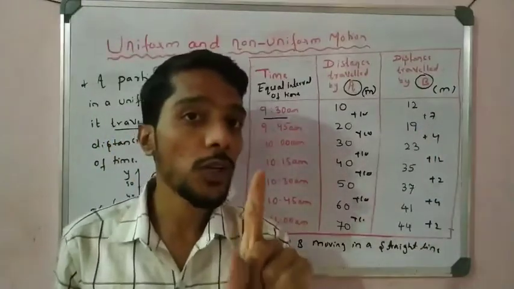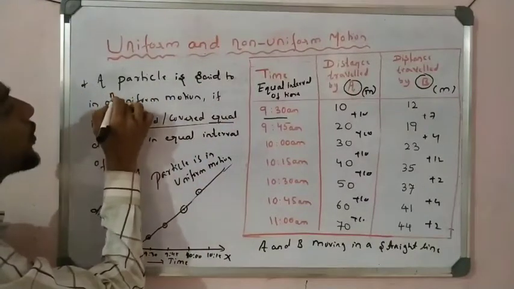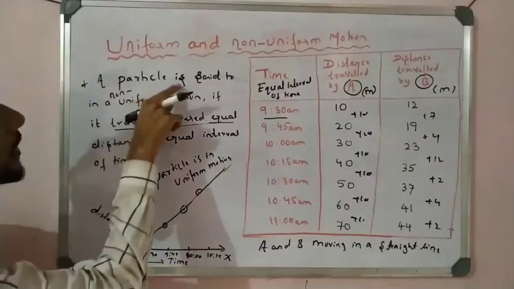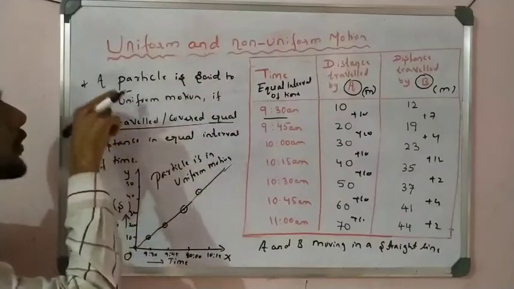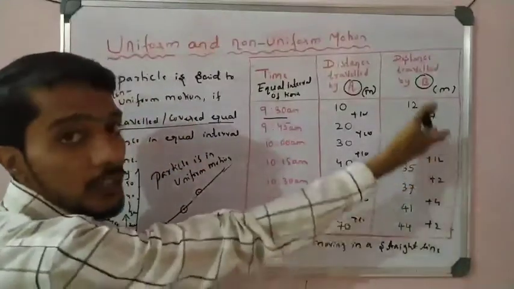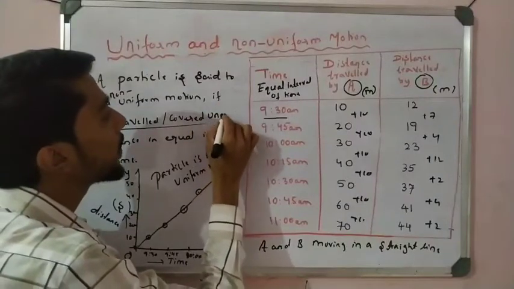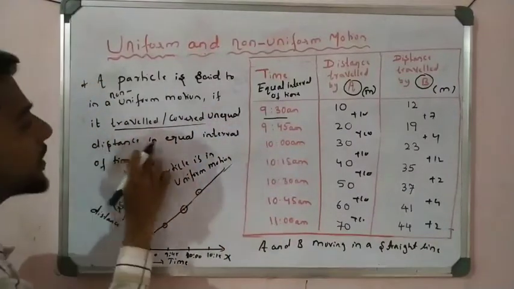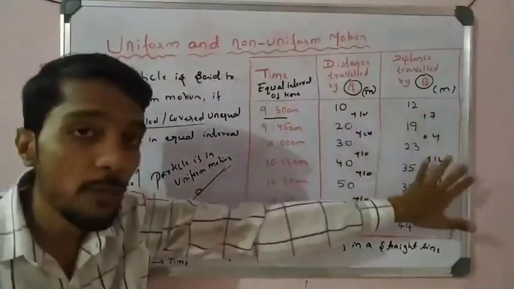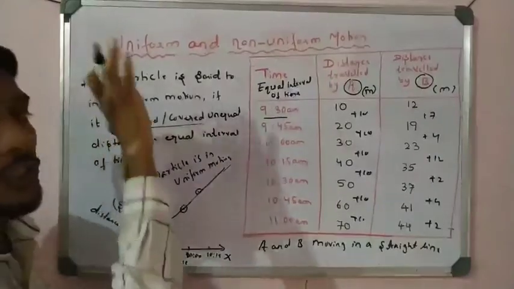So what is non-uniform motion? A particle is said to be in non-uniform motion if it travels unequal distance, but the time is equal. The time for both particles is the same, 15 minutes for particle A, 15 minutes for particle B, but they show different distances. Unequal distance in equal intervals of time, such motion is called non-uniform motion.